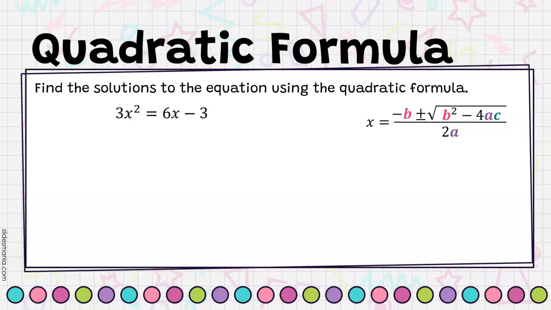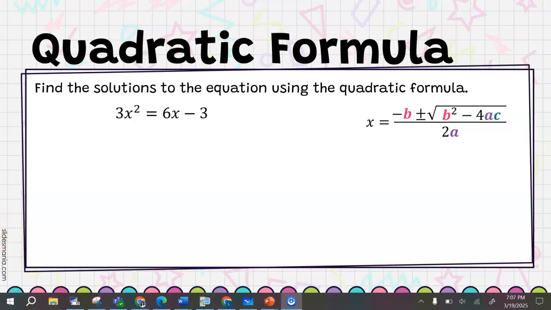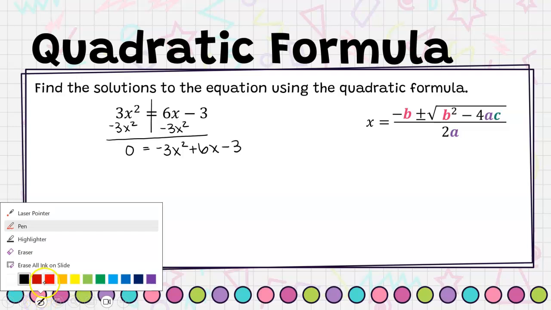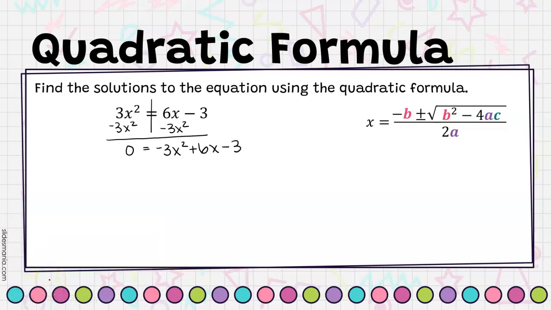Okay, so first, I want you to think about what this equation would be if I had it in standard form. I chose to write this equation in standard form by moving that 3x squared to the other side. So I got negative 3x squared plus 6x minus 3. Now you could have chosen to move the 6x and the minus 3. So there is another possible way of writing it in standard form, which would be 3x squared minus 6x plus 3.